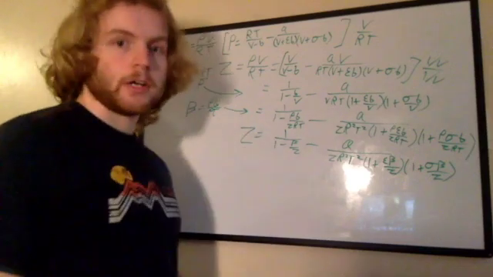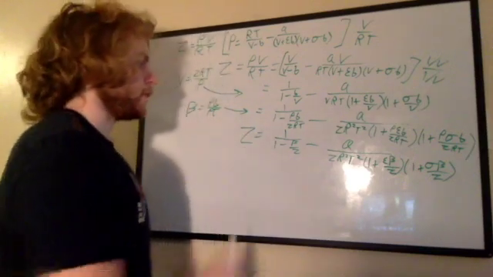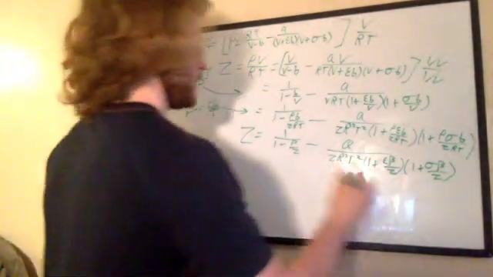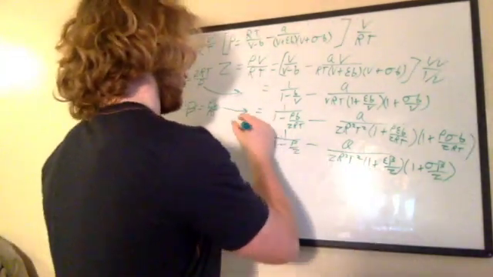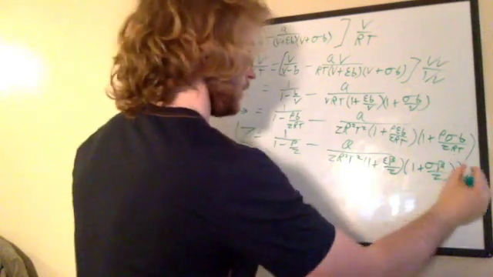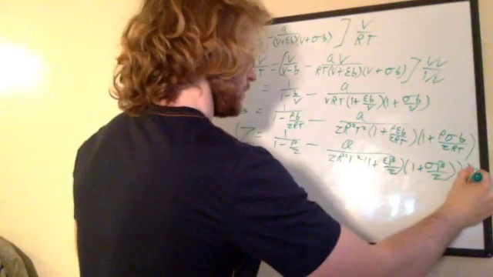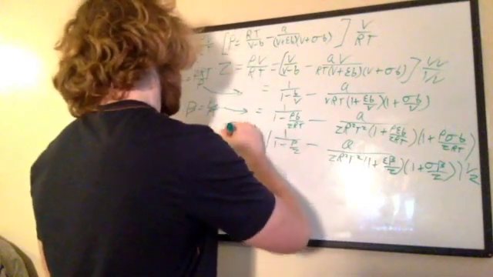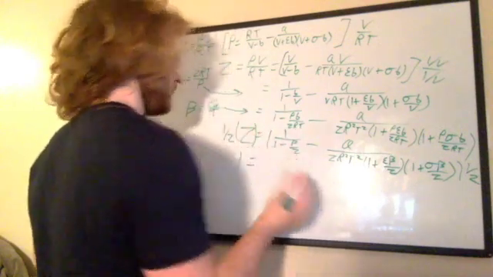Alright, so now what we're going to want to do is multiply everything by 1 over z, so we can set this equal to 1. So we're going to go ahead and multiply both sides by 1 over z. That's going to give us 1.